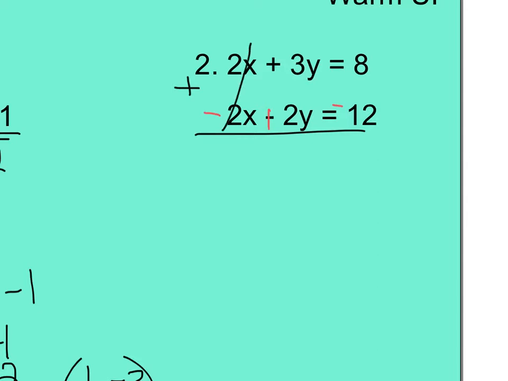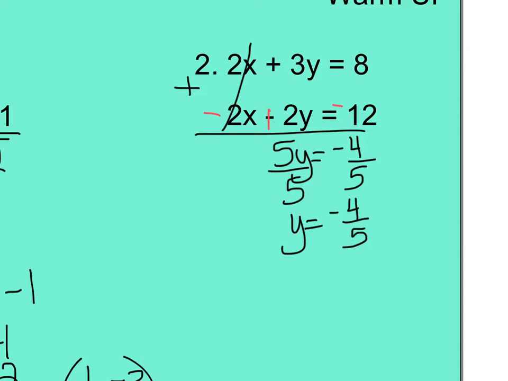So my x's cancel. 3y plus 2y, because now it's positive, so that makes 5y. 8 plus negative 12. That's going to be a negative 4. Divide by 5. Y equals negative 4/5. If you looked at changing that into a decimal, it was an ending decimal, negative 0.8. So you could have put it in as a decimal if you'd prefer that.